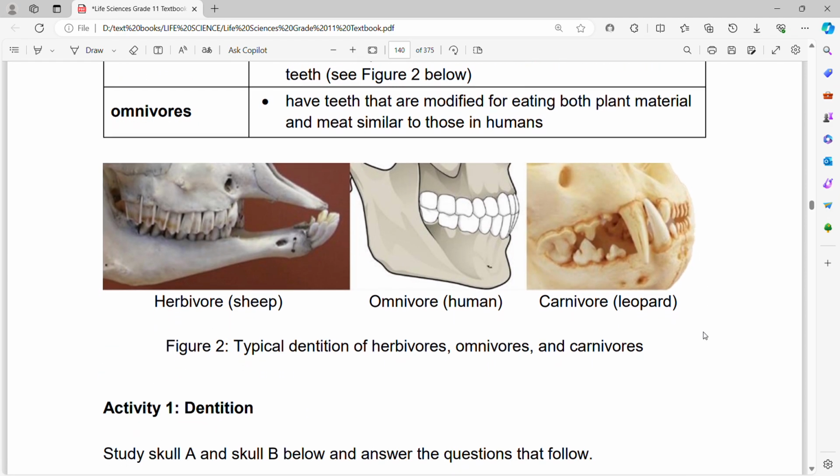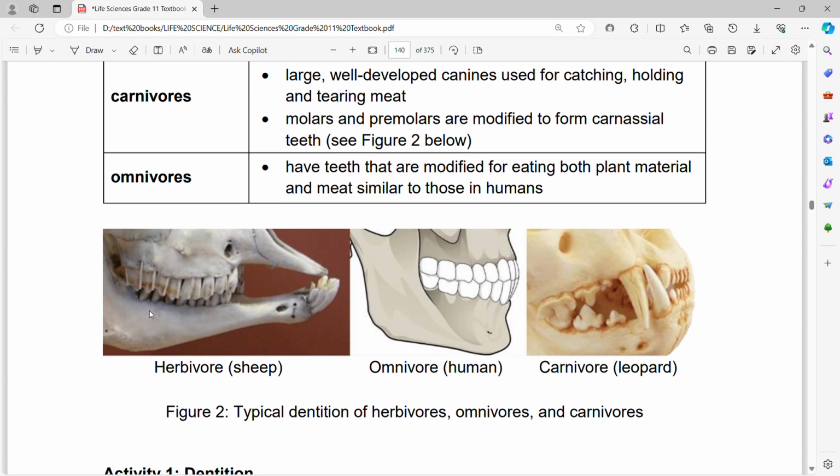Then look at this diagram. The herbivore sheep, this is how the jaw of the sheep looks. This is how the jaw of the omnivore human looks, and the carnivore leopard. So these are the typical dentitions of herbivores, omnivores and carnivores.